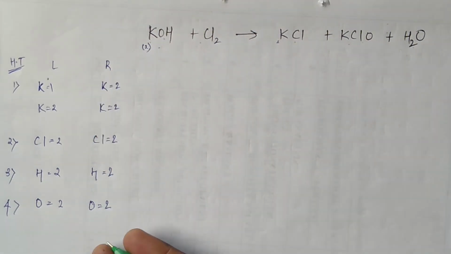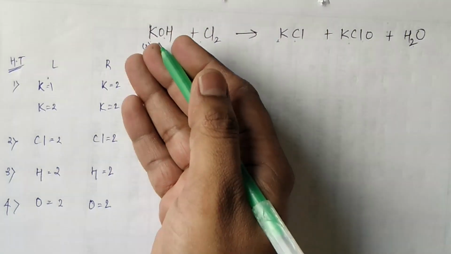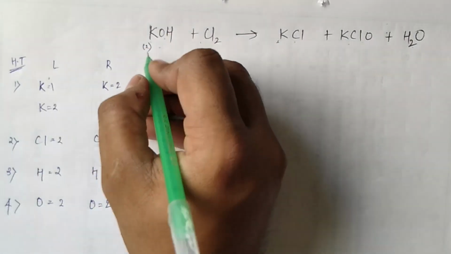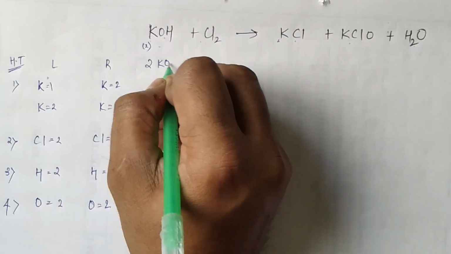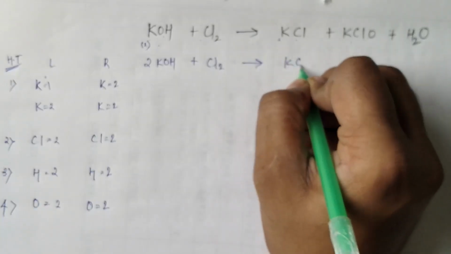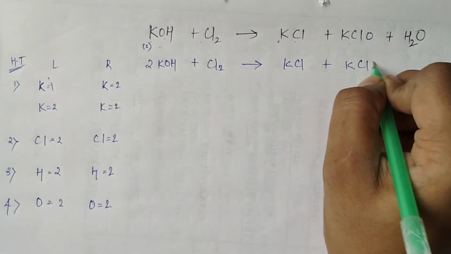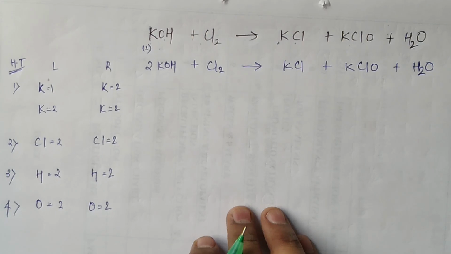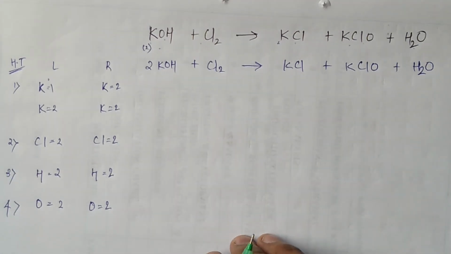So by hit and trial I am easily able to solve this equation. Once I put 2 over here, the equation is completely solved. So it is 2 KOH plus Cl2 gives KCl plus KClO plus H2O. It's balanced. You can do it by the algebraic equation method also.